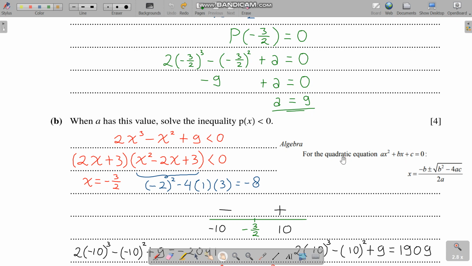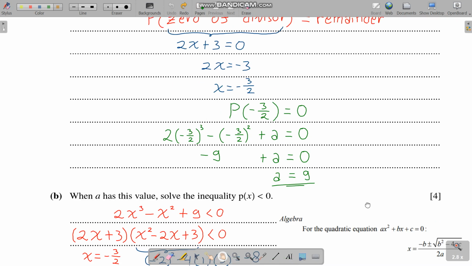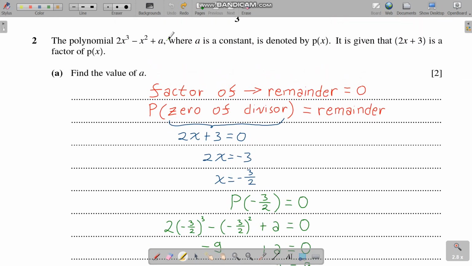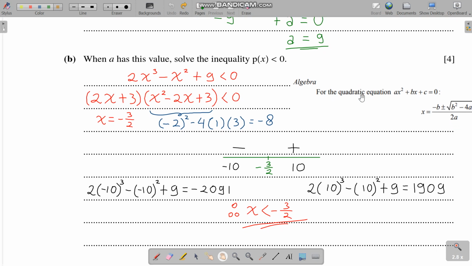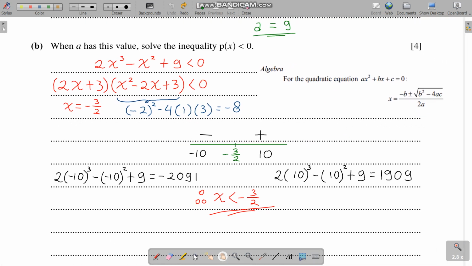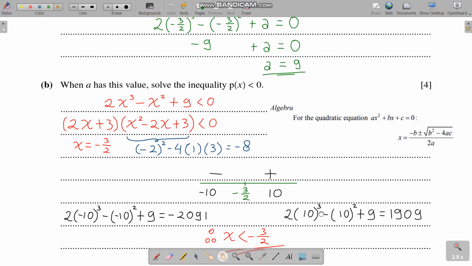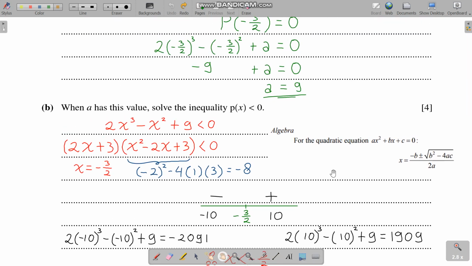For when a has this value, solve the inequality. So now we know that a is 9. We replace the a here with 9. We have 2x cubed minus x squared plus 9 is smaller than 0. And we already know that 2x plus 3 is a factor, which means we can factorize. So the way we factorize is to look at this 2x plus 3.